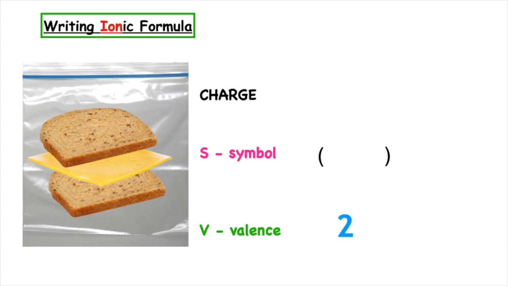We need to be careful when we're looking at a valency of 1. Let's take fluorine for example. Fluorine has the chemical symbol F. It's found in group 7, so has a valency of 1. It is a non-metal, so has a charge of negative. 1 times negative is negative.